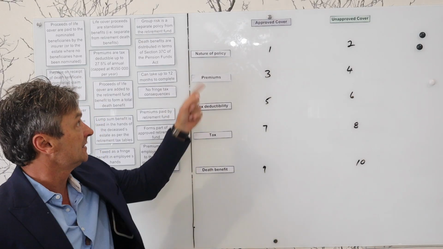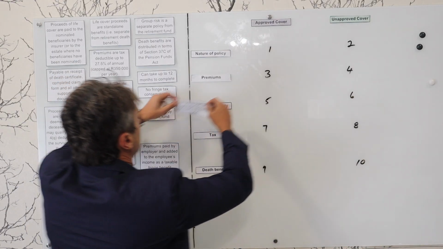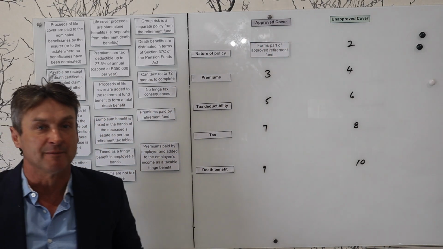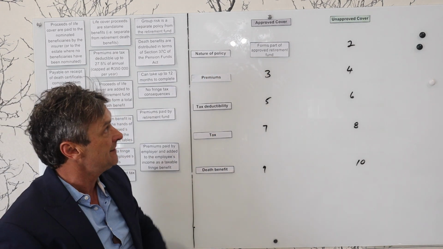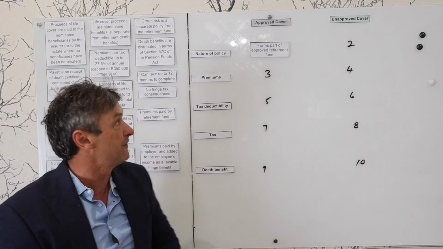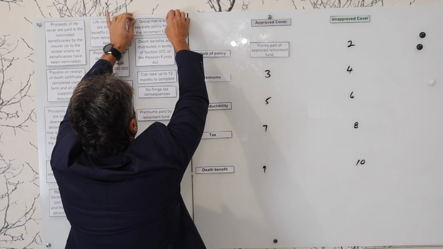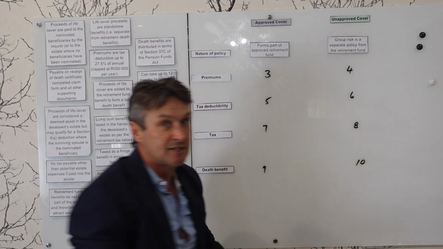Approved cover, if we look at the nature of the policy, it forms part of the approved retirement fund, because in essence it talks about approved cover. The second one there is unapproved cover. What is the nature of the unapproved cover policy? It is a group risk policy separate from the retirement fund.